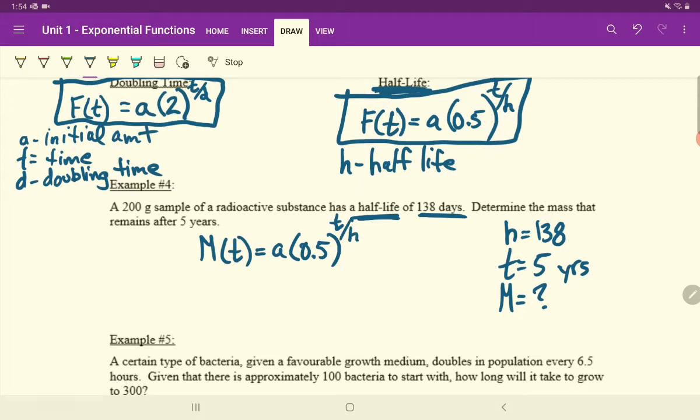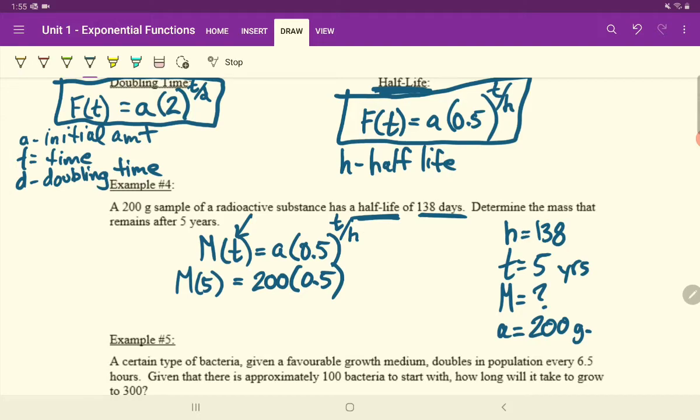Okay, so using mass. At 5 years, all we need to do is sub in 5 for t, and then make sure we plug in our h and our a values. By the way, what is our a value? 200 grams was our initial. Okay, 200 times 0.5 to the power of t, which we know is 5 years.